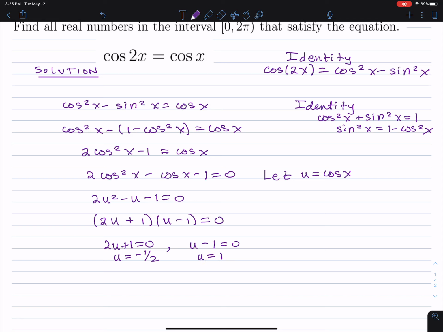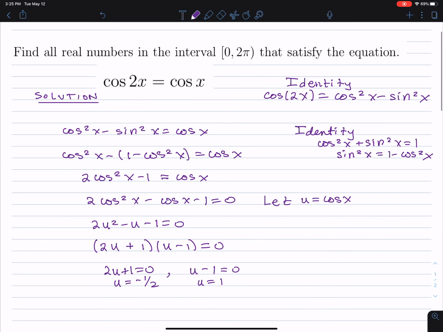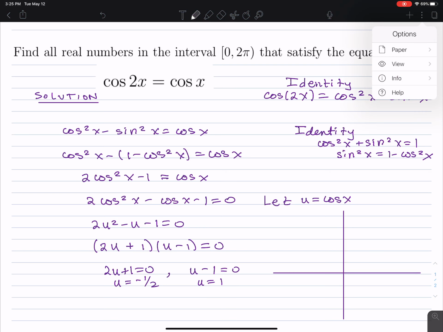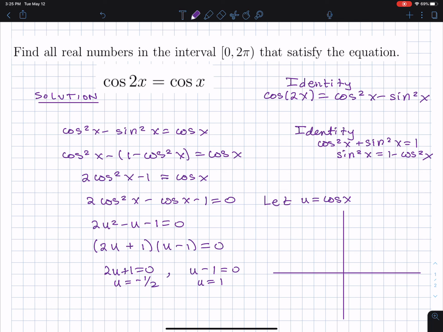So what I'm going to do now is draw a unit circle to solve this. Sort of thinking I should have used graph paper, but anyway, it's actually not too late. So, yeah, let's just use graph paper. Okay.